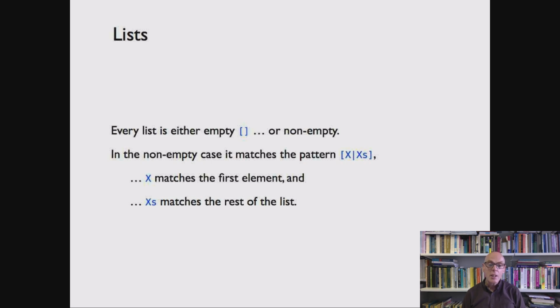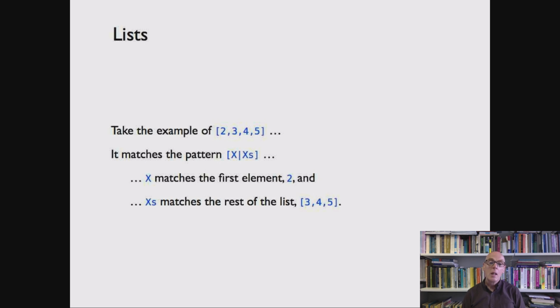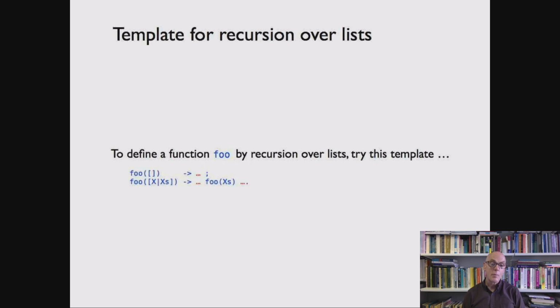Let's just remind ourselves every list is empty or non-empty, and non-empty lists match the pattern x cons x's, written as x vertical bar x's within square brackets, and that has the effect of matching x to the first element of a non-empty list and x's to the rest. X is the head, x's is the tail. And if we have the list 2, 3, 4, 5, that means the element 2 matches x and the list 3, 4, 5 matches x's.